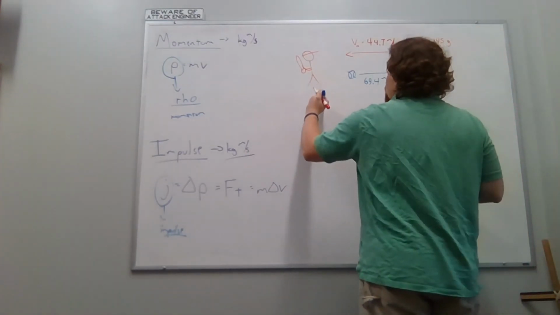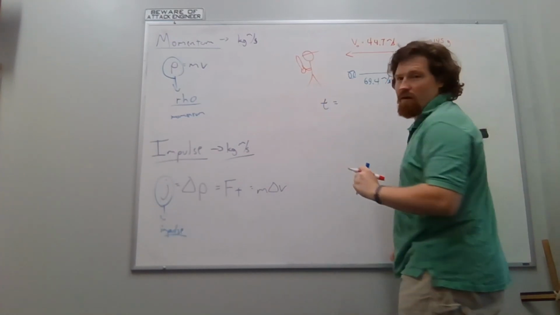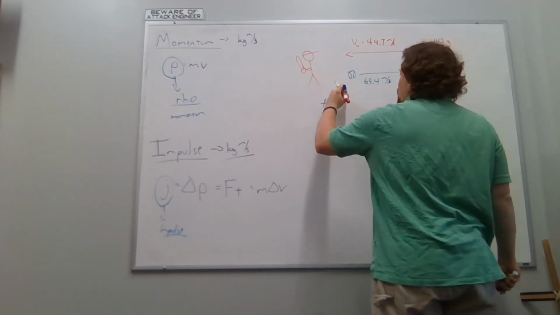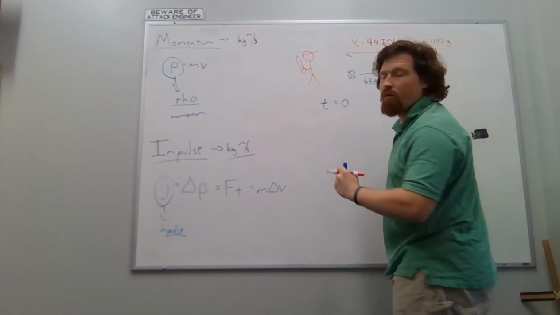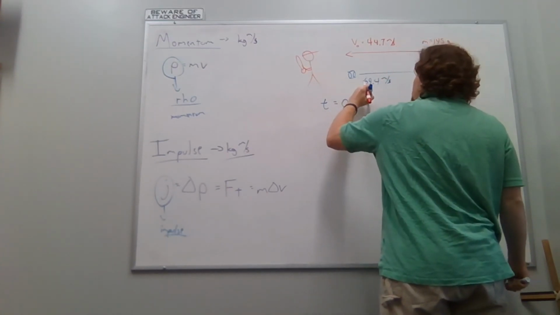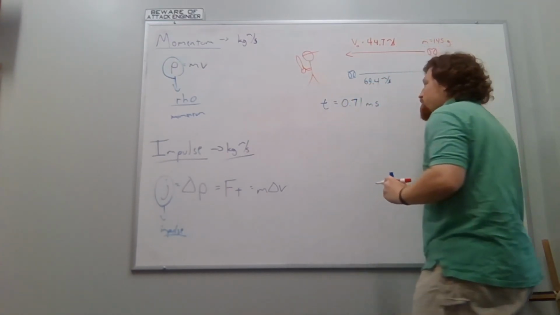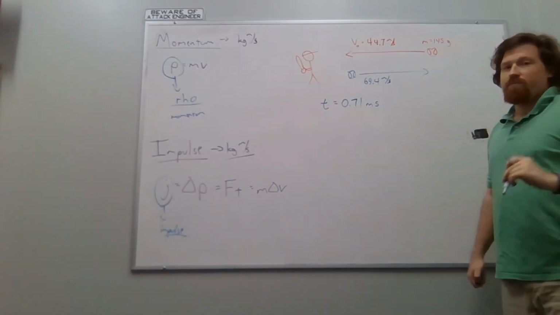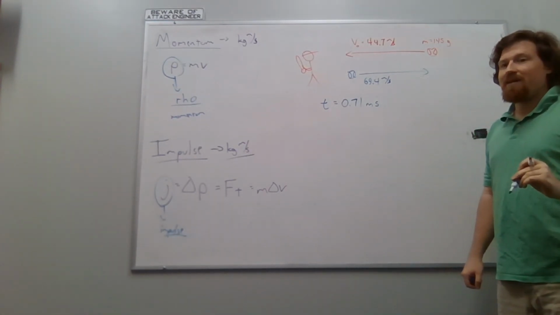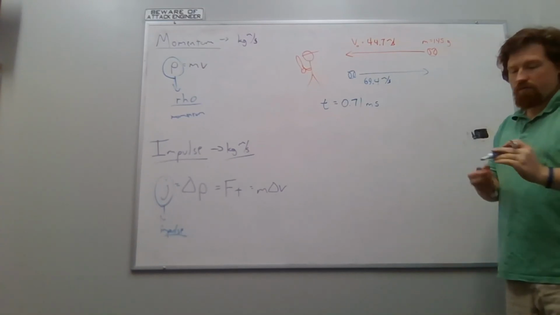The problem also tells us that the ball was in contact with the bat for a total of 0.71 milliseconds. That is milliseconds. That's not many seconds. All right, milliseconds are very, very small. Keep that in mind.